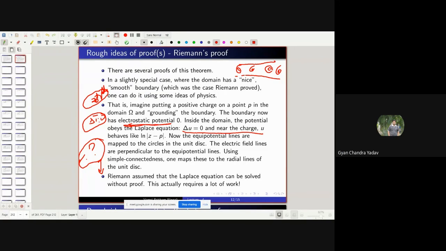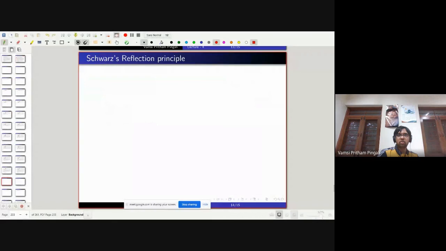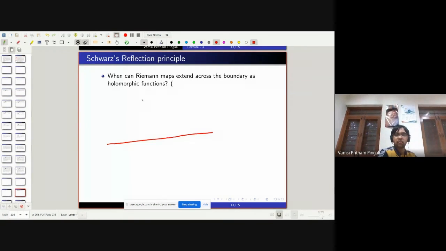Sure, there is one more result called the reflection principle. So just the statement and only some rough idea about this. The reflection principle is basically, the point here is to answer this question. When can Riemann maps extend across the boundary? That is, let's take a very simple case.